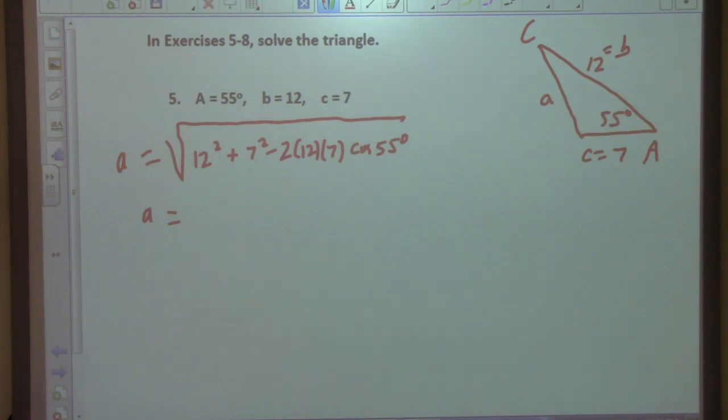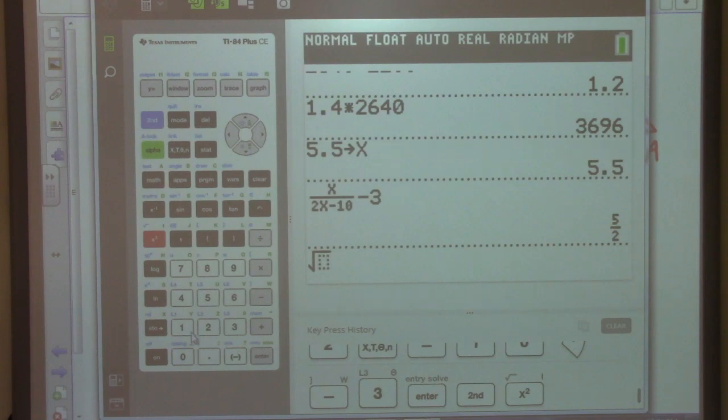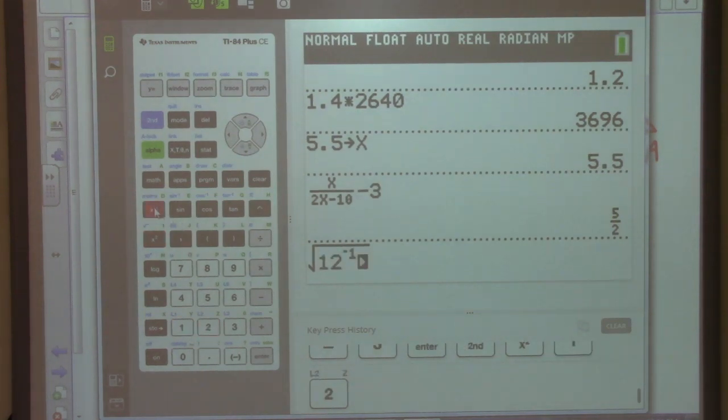So 12 and 7 and 55. 12 squared plus 7 squared minus 2 times 12 times 7.